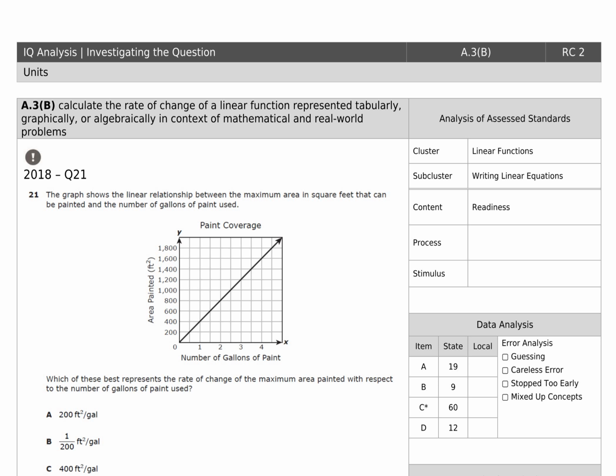All right, getting ready for the STAAR. We're going to work on TEK A-3B. It's talking about rate of change. Hopefully your brain immediately thought of the word slope when you just heard that phrase, which is rise over run.